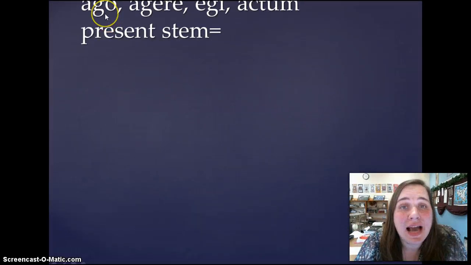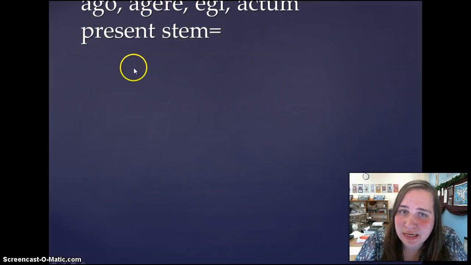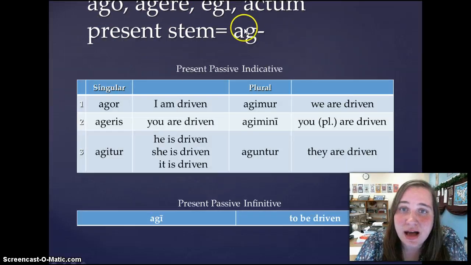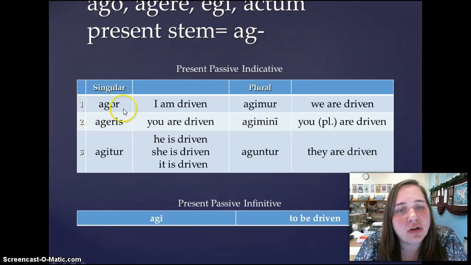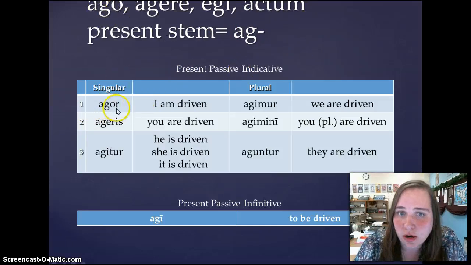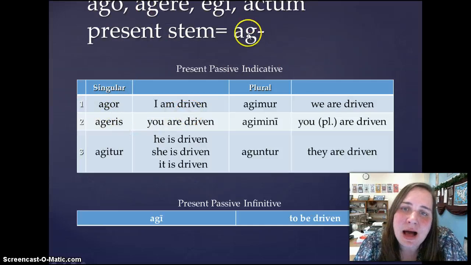Okay, so looking at our paradigm verb for the third conjugation, ago, agere, agi, actum, we get our present stem from removing the entire ERE from the second principal part, so that gives us a present stem of ag. For our first person singular present passive indicative, we need ago plus the R, so agor, I am driven. But then afterwards we need our present stem ag, okay, and then we have to add our vowels and our endings. So ageris, agitur, agimur, agimini, aguntur, okay?